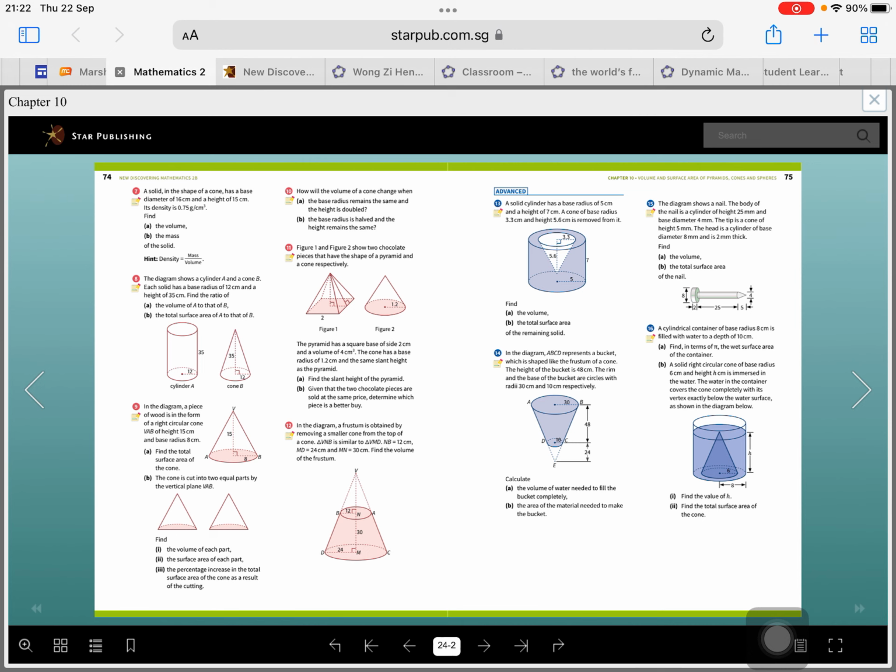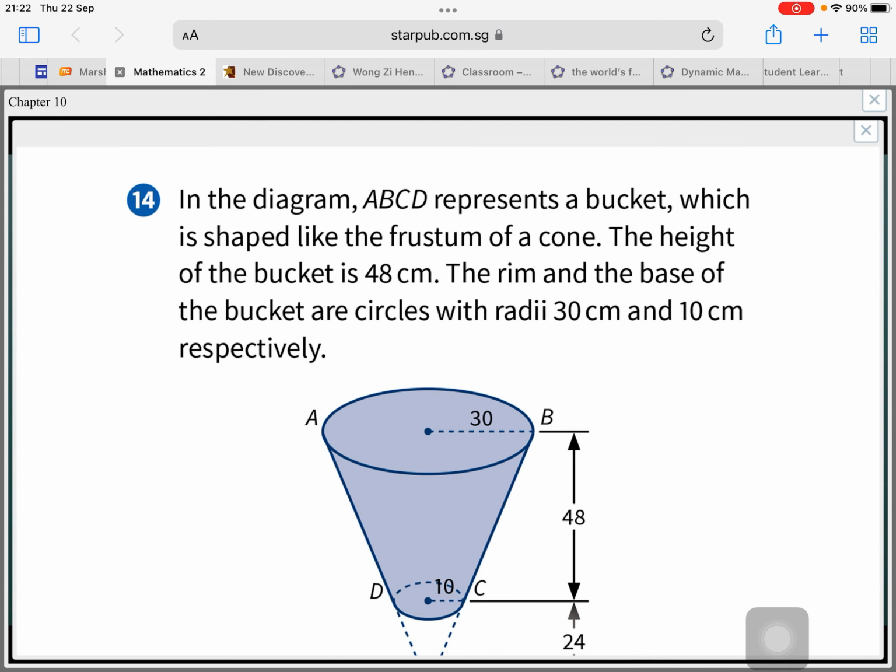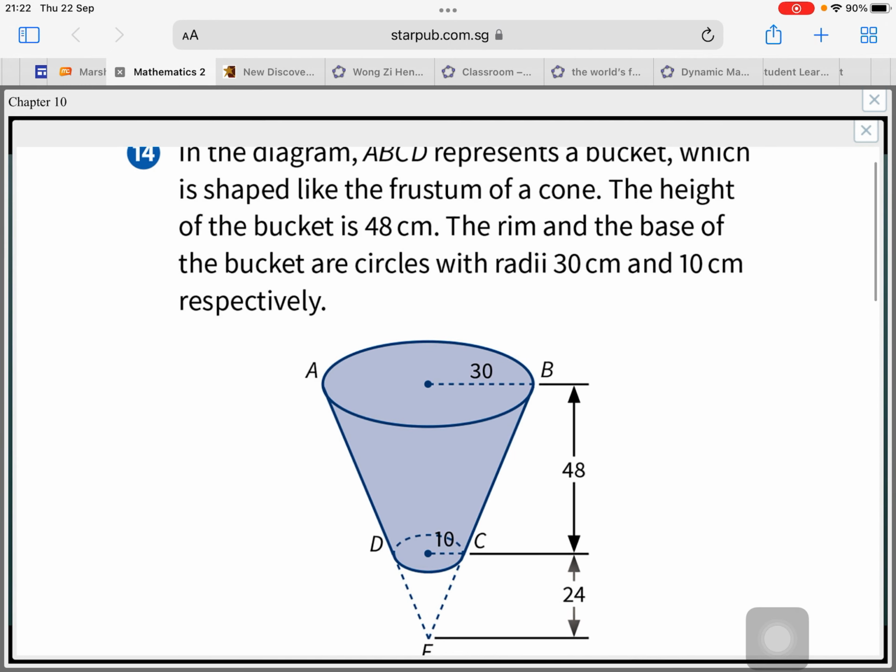Next we have question 14. In the diagram, ABCD represents a bucket which is shaped like a frustum of a cone. A frustum is actually a cone or a pyramid with the top chopped off. So it's like a part of a cone or part of a pyramid.